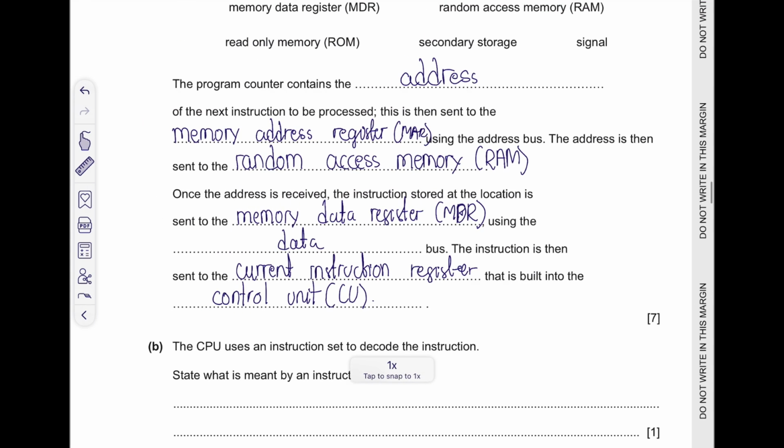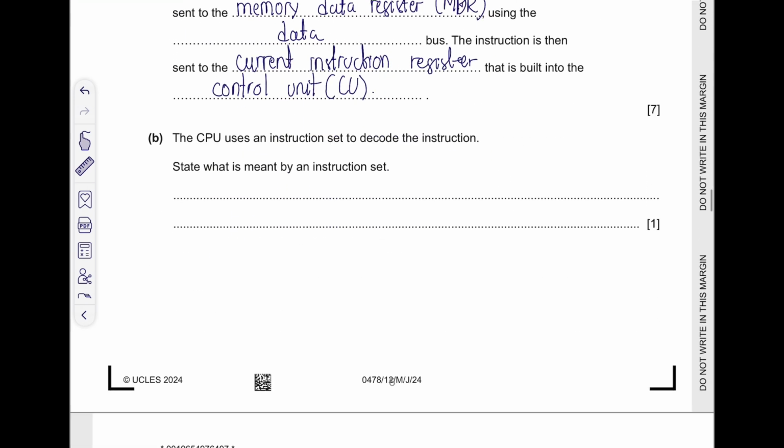Let me read it again. First of all, you have the address of the instruction in the program counter that is moved to the MAR in the address space. Then you will send that to the RAM. Once the address is received, it is sent to the memory data register via the data bus. Then it's sent into the current instruction register, and this is where it's processed, and it's a part of the control unit. The CPU uses an instruction set to decode it.